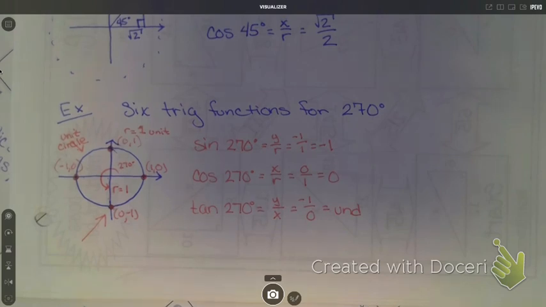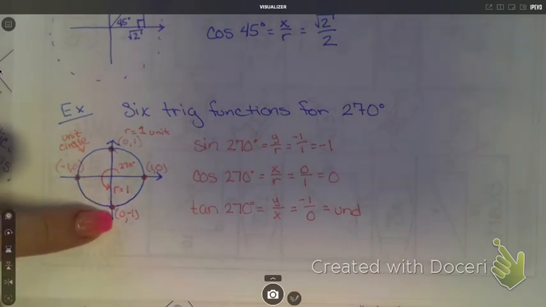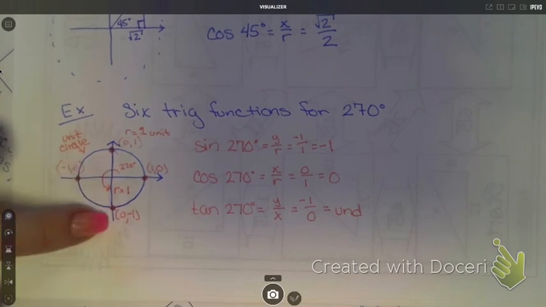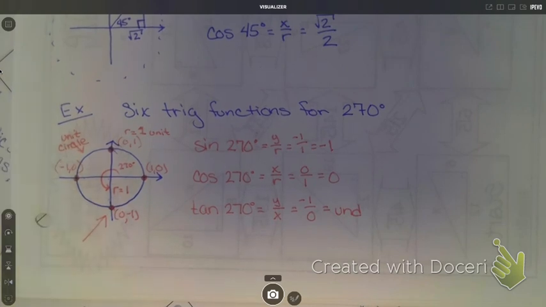Wait, where do we get the 0? Right there. The X, if this is the point, the X is 0, yes? Try to do them without looking. Secant, cosecant, and cotangent without looking back.